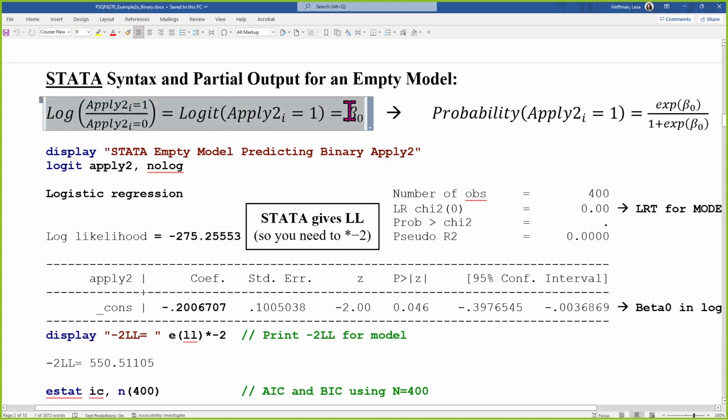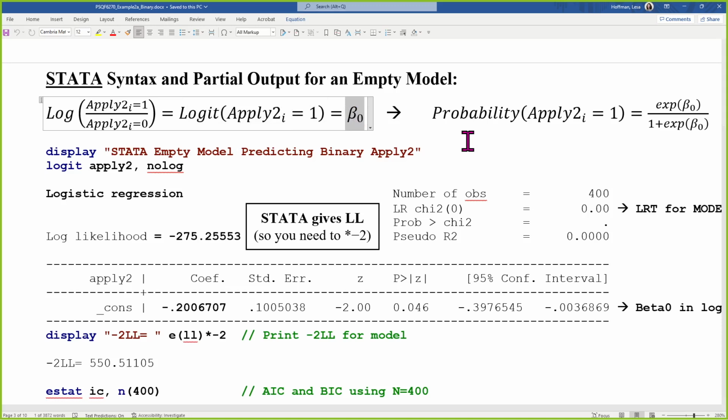So translating then my notation, the log of apply to equals 1 over apply to equals 0 is my outcome variable. This is the log of the odds, and I'm going to abbreviate that as logit apply to equals 1. So that's my way of saying this is what we're predicting is the log odds. The only thing that's in the model right now, beta 0, just an intercept. It's empty. So what I should get back is the mean of my outcome in logits.